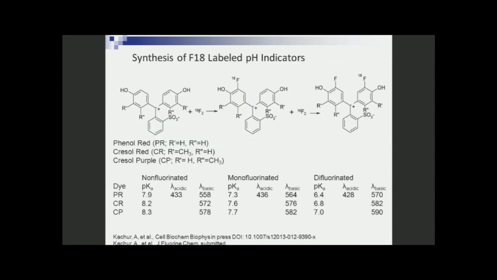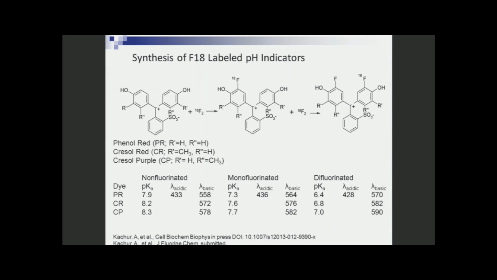And so we undertook a project to synthesize a number of F18 labeled pH indicators. We chose 3 pH indicators: phenol red, cresol red, and cresol purple. And they only differ in their structure by the number of and placement of methyl groups on the main structure. And we used an electrophilic fluorination, just a simple bubbling of F18 gas, to create both monofluorinated and difluorinated pH indicators. And we synthesized them cold and characterized their properties and found a number of interesting things.